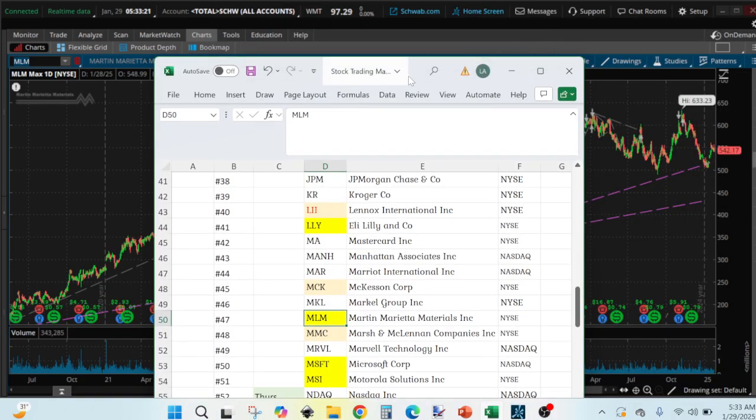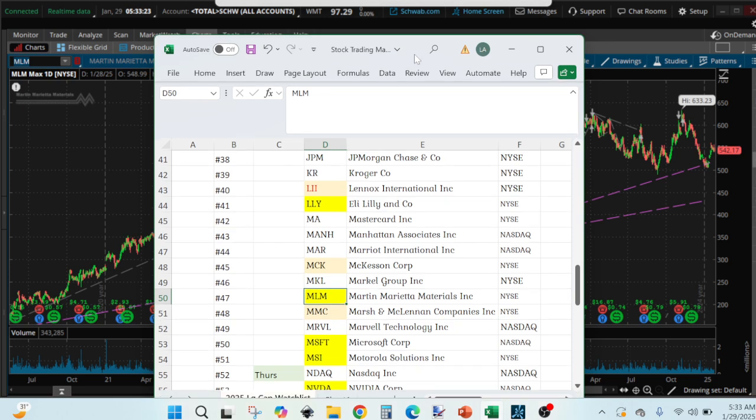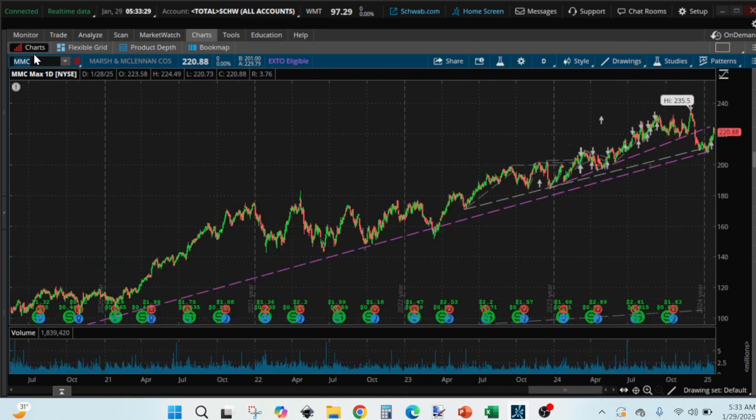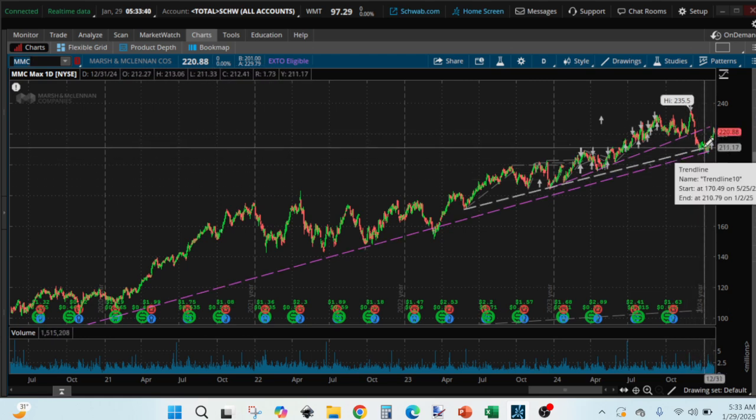So the next one is MMC. We purchased MMC this year. The ones we purchased last year, we used yellow highlight on them. So MMC is a good one for how we enter it, a little bit like MCK as well.